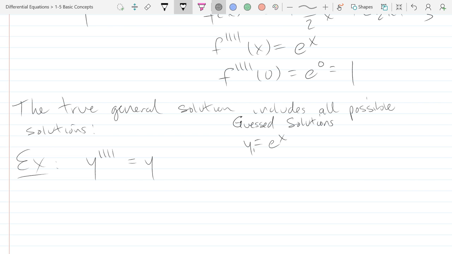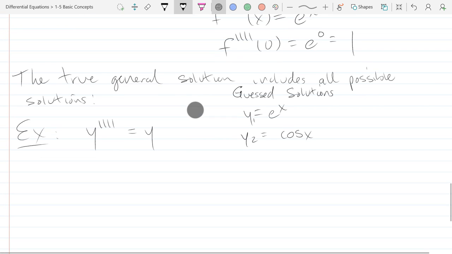Cosine will work because derivative of cosine is sine, derivative of sine is cosine. Negative. Somewhere there's negative that creeps in. It goes back to negative again. Yeah, if you do four derivatives, so your negative gets applied twice. Next.